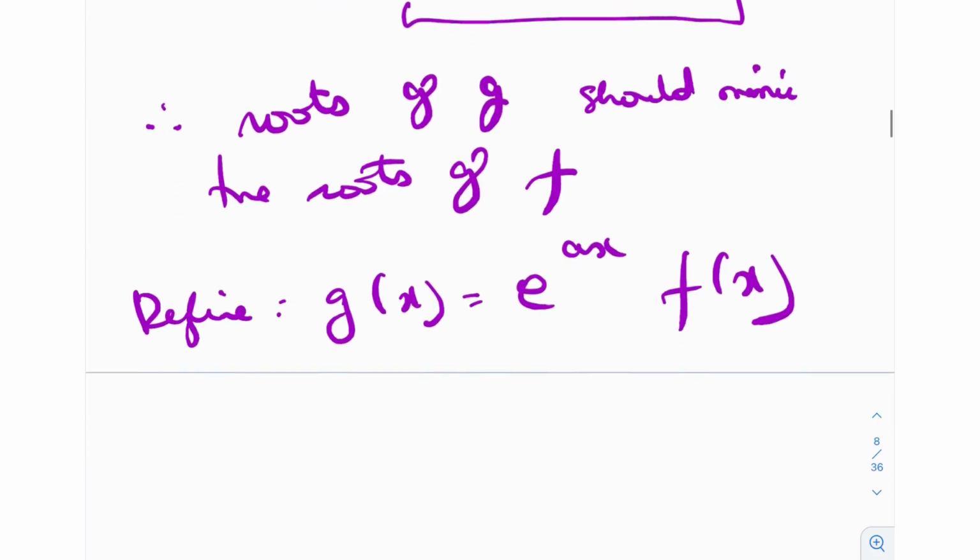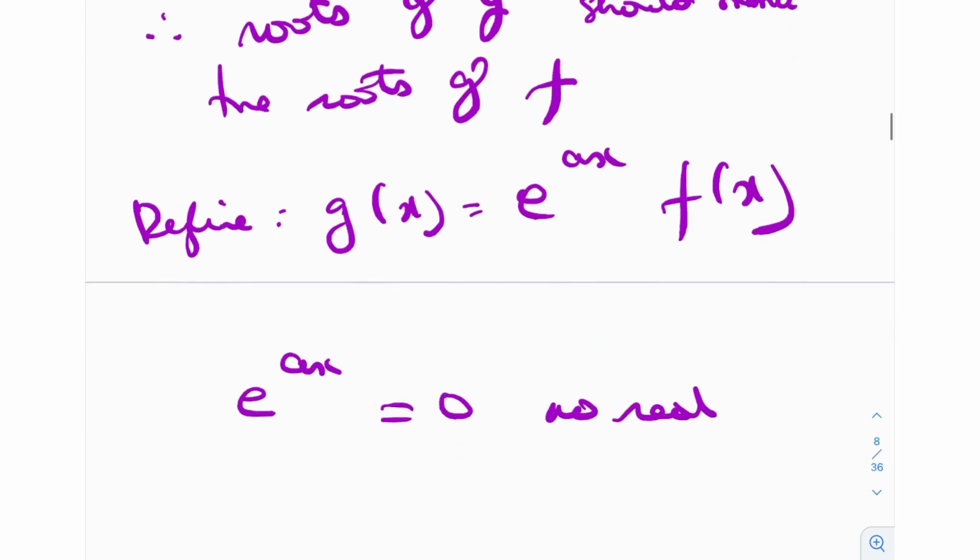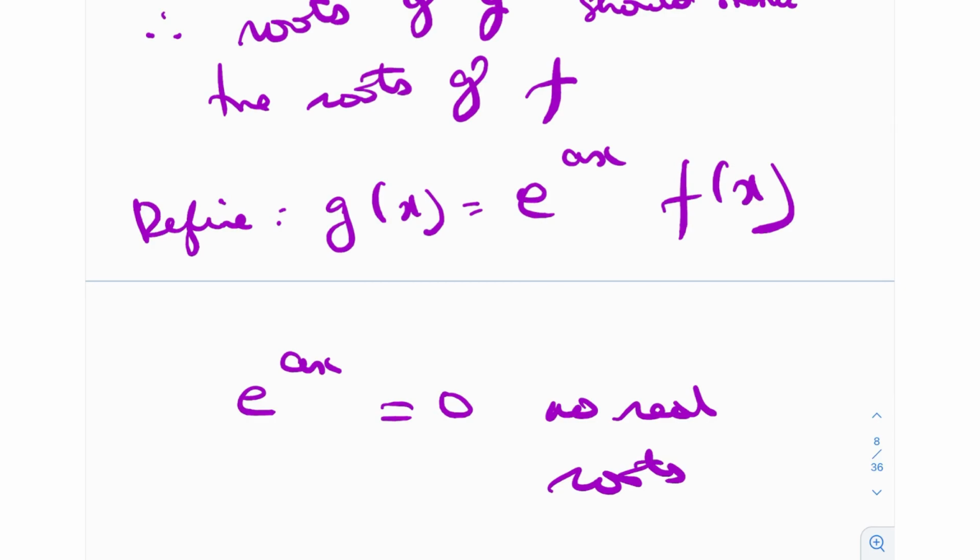Now, you see an exponential function, e raised to power ax equal to 0, has no real roots, because for no real value of x will e raised to power ax ever be 0. So if f of x has, let's say, n roots, g also has to have n roots, because this other thing is not contributing anything. It's just being multiplied to f of x, but in terms of roots, it's not producing any extra roots other than what we already have for f.